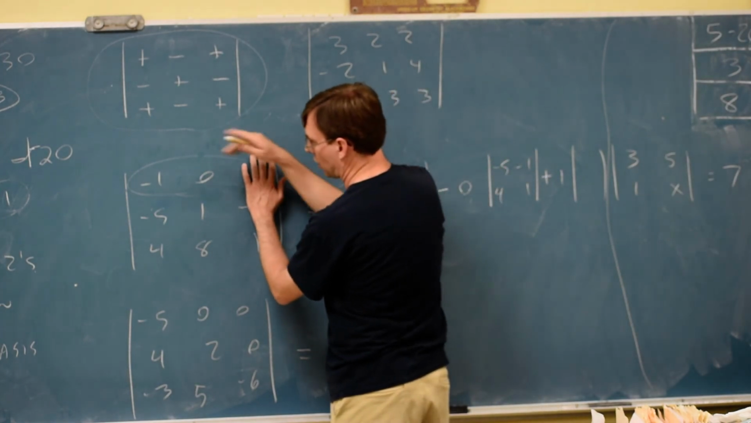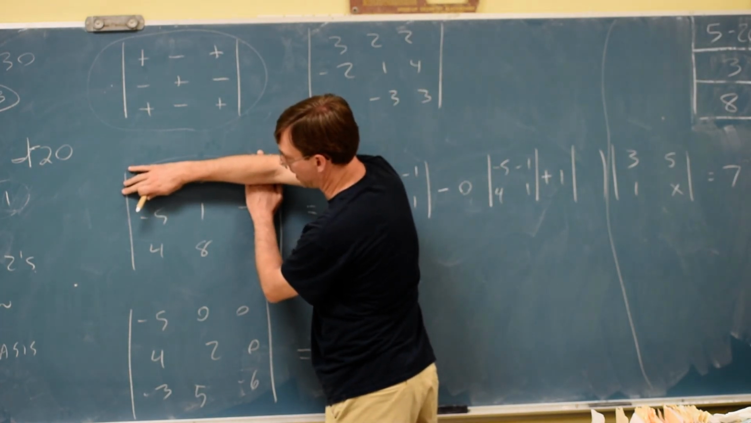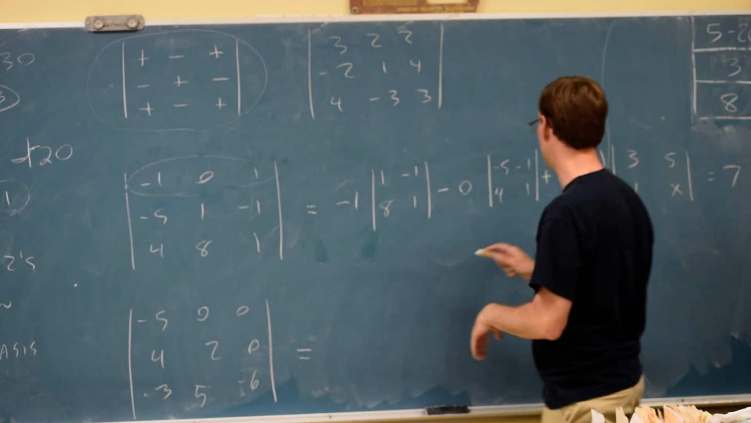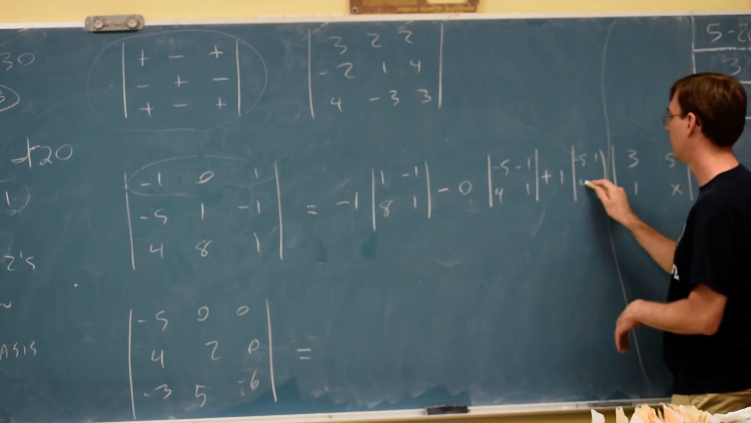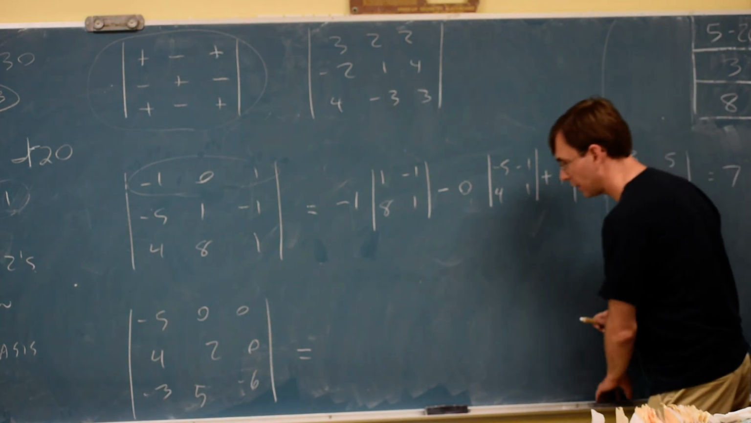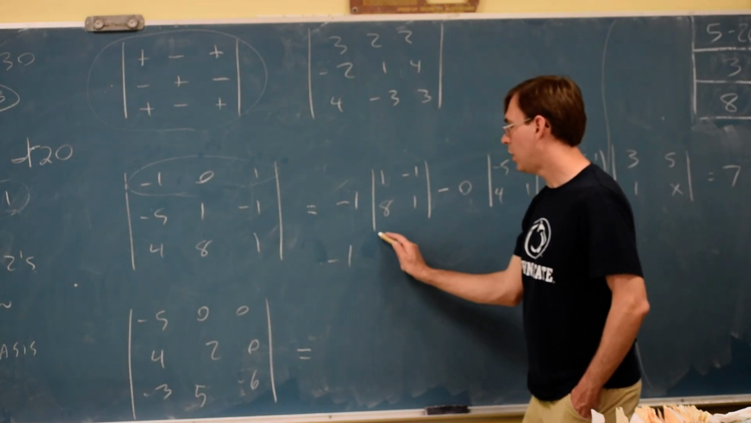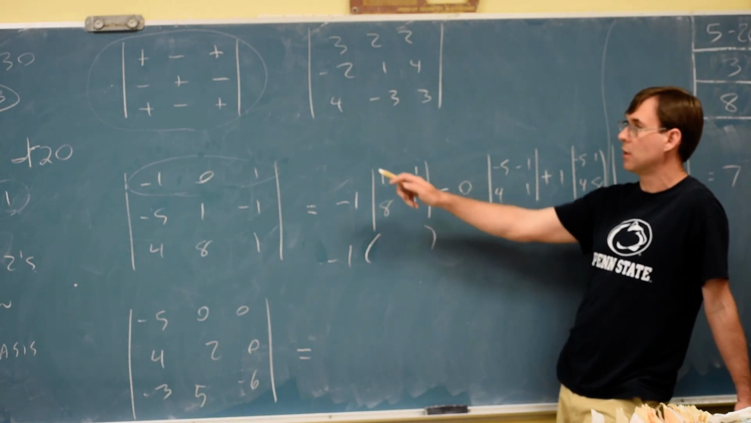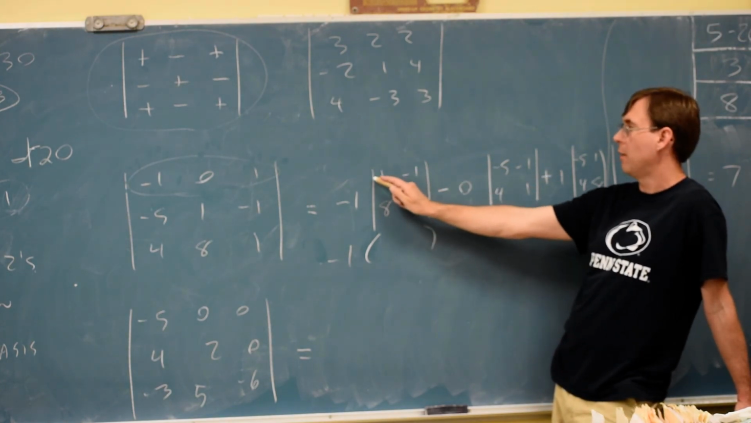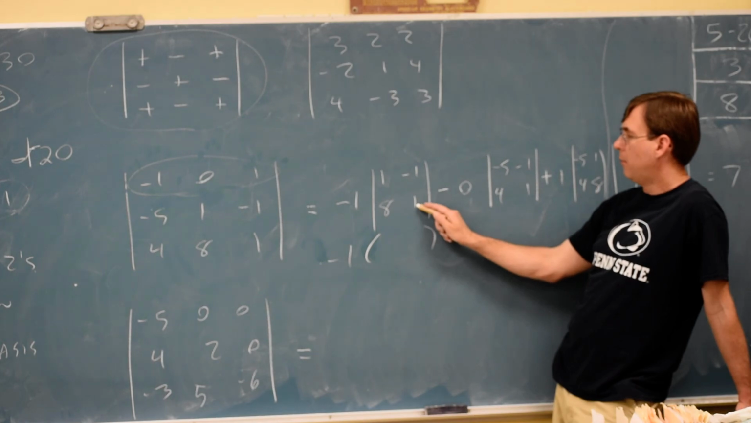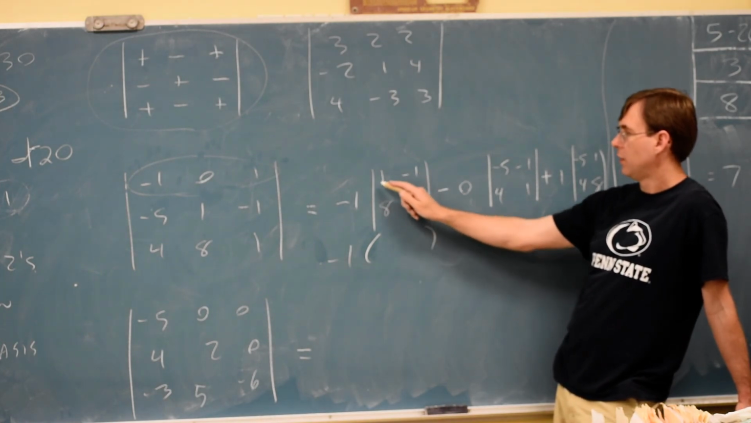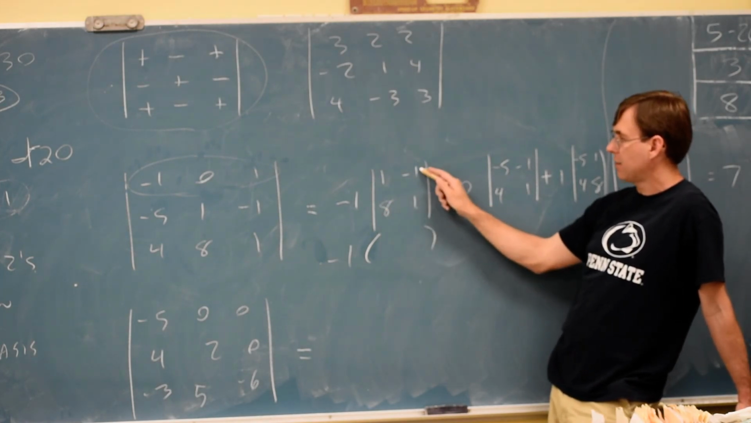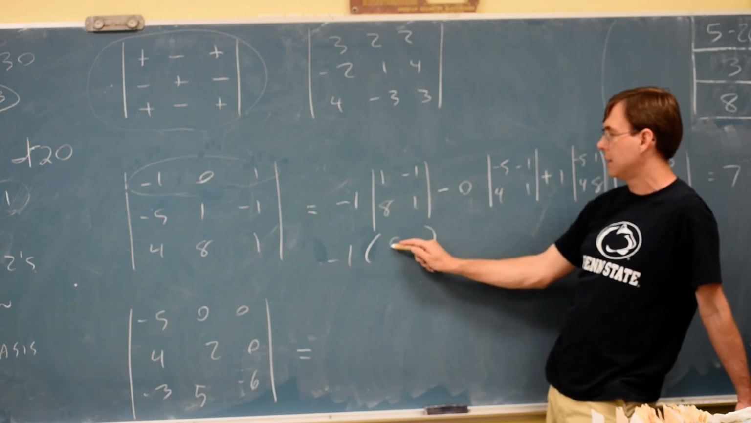1 lives in this column and this row. I'll cover them up, and I'll write down those other numbers. So -1 is going to multiply whatever I get for an answer from this, doing my 2 by 2 trick from a second ago. Main diagonal 1 minus -8. 1 minus -8 is 1 plus 8, that's 9.